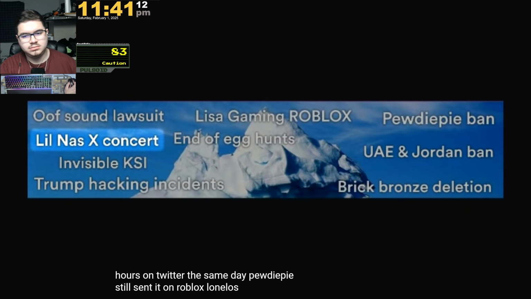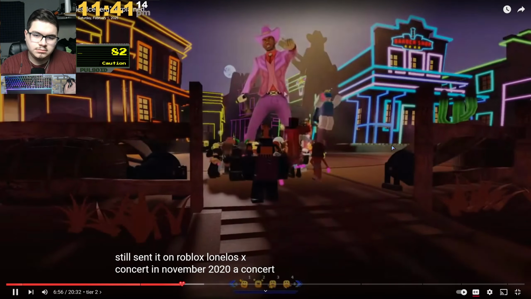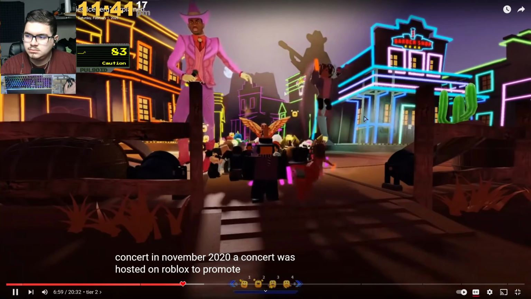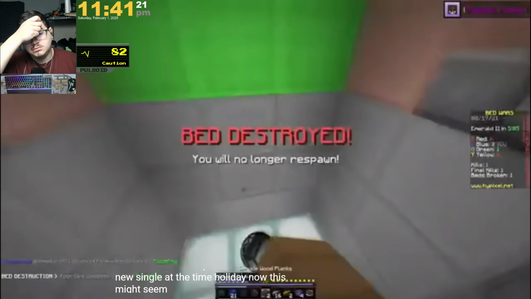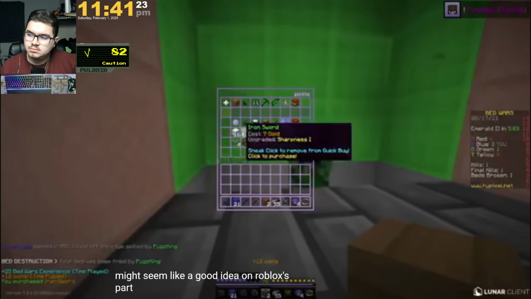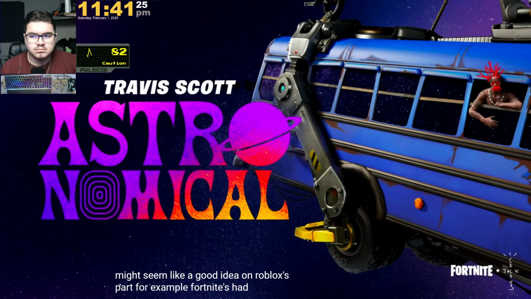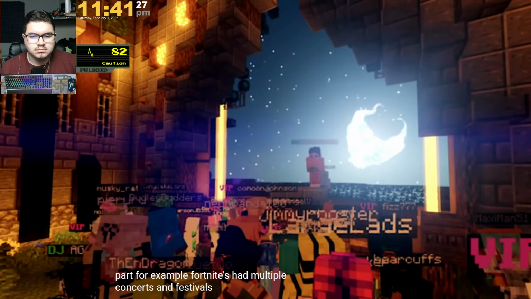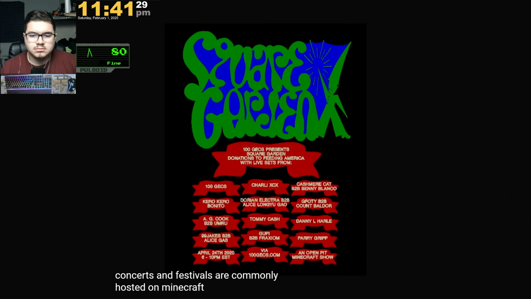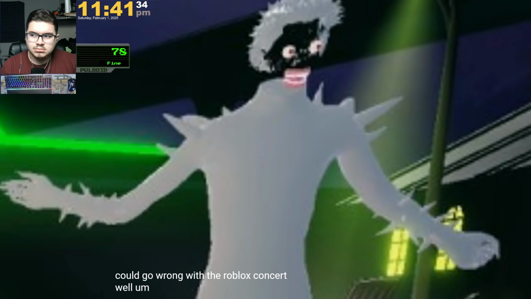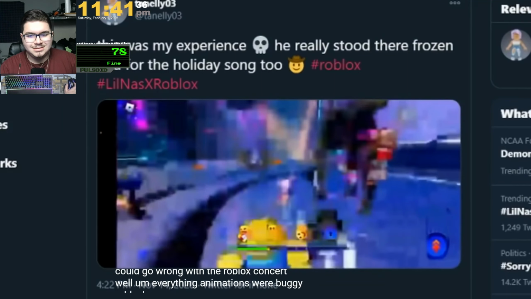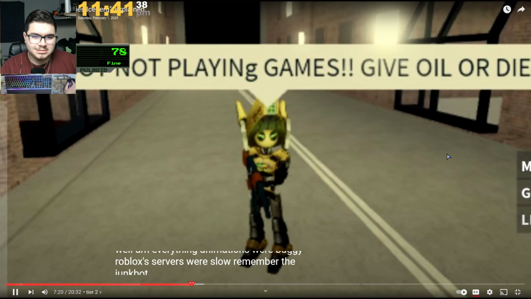Lil Nas X concert. In November 2020, a concert was hosted on Roblox to promote Lil Nas X's new single at the time, Holiday. Now, this might seem like a good idea on Roblox's part. For example, Fortnite's had multiple concerts, and festivals are commonly hosted on Minecraft servers. So what could go wrong with the Roblox concert? Well, everything. Animations were buggy, Roblox's servers were slow. Remember the Junkbot from earlier?